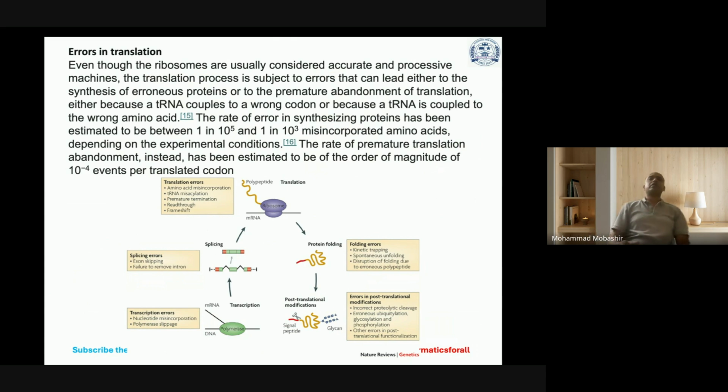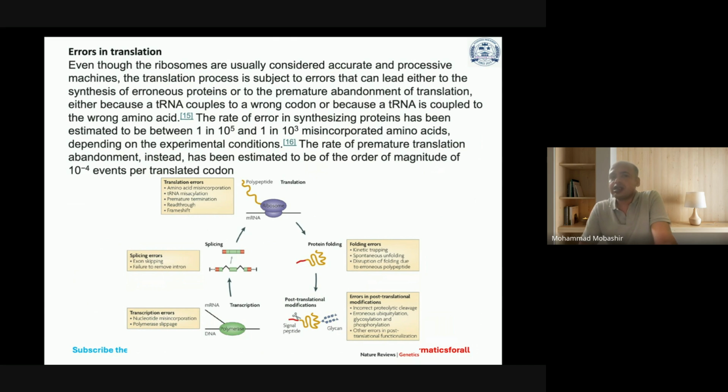Of course, during such a complex biological process, there is a possibility of errors, and this has meaning from a clinical perspective for human diseases. Even though ribosomes are usually considered accurate and processive machines, the translation process is subject to errors that can lead either to the synthesis of erroneous proteins or to the premature abandonment of translation, either because a transfer RNA couples to a wrong codon or because a transfer RNA is coupled to the wrong amino acid.